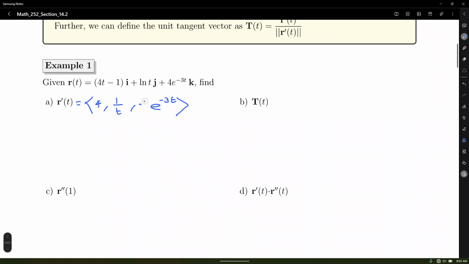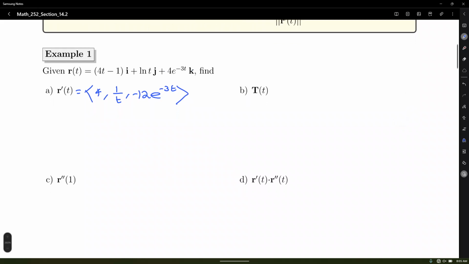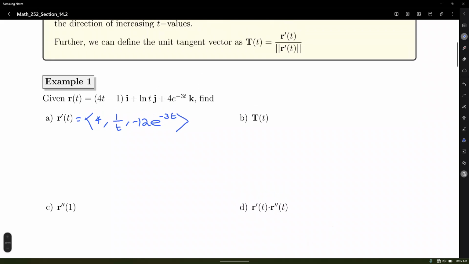That's it. Again, no new rules, no new methods of differentiation or integration. It's just how we're going to put it together in the context of vector-valued functions. All right, so for part B, they're asking us to find the unit tangent vector. Well, from the definition box at the top, to get the unit tangent vector, we divide the derivative of a vector-valued function by its magnitude. That means we need to get the magnitude of this madness here, all right?